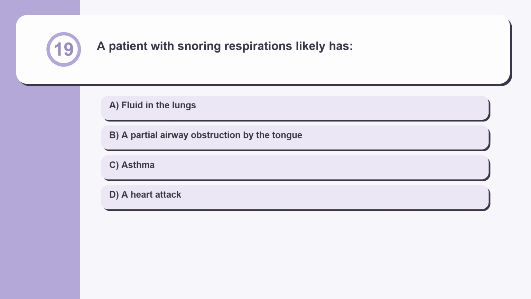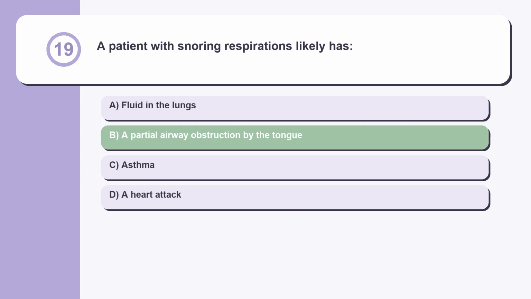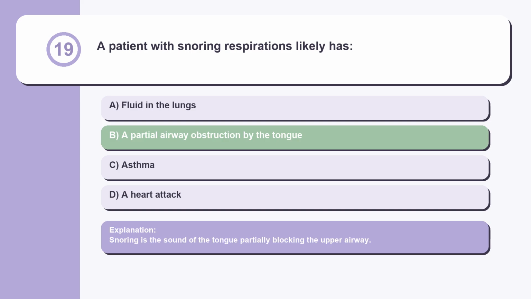Question 19. A patient with snoring respirations likely has fluid in the lungs, a partial airway obstruction by the tongue, asthma, a heart attack. Snoring is the sound of the tongue partially blocking the upper airway.